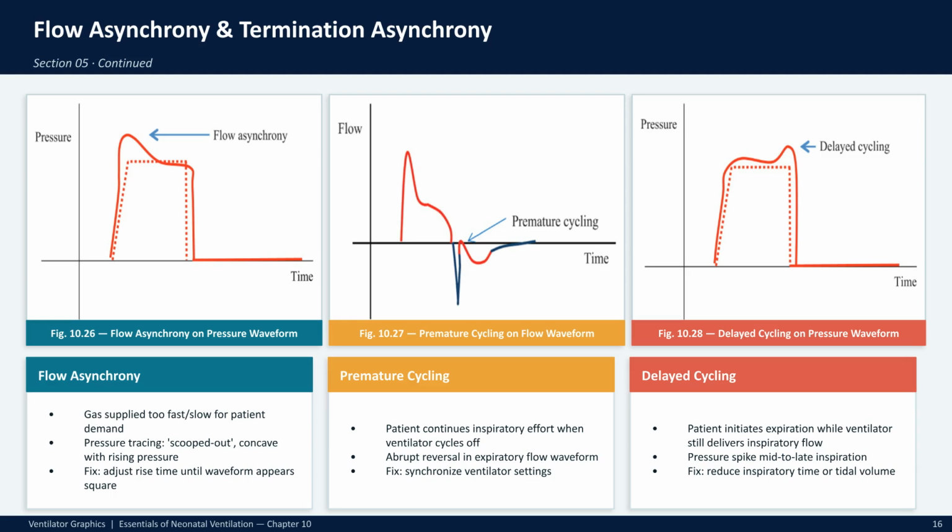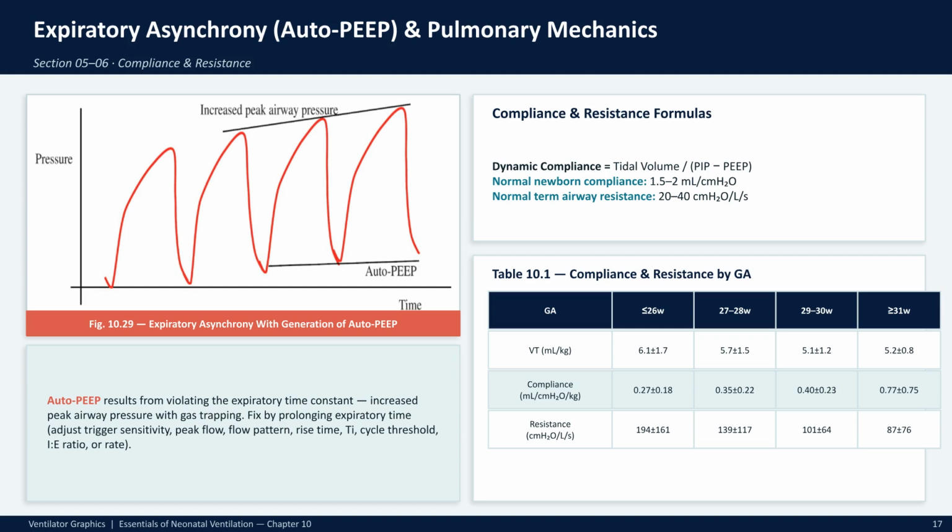Flow asynchrony occurs when gas delivery is too fast or too slow for patient demand, causing a concave, scooped-out pressure tracing. Premature cycling happens when the ventilator ends the breath before the patient's effort is finished, while delayed cycling occurs if the patient initiates expiration during ongoing inspiratory flow. Expiratory asynchrony can lead to auto-PEEP, where gas trapping occurs because the expiratory time constant is violated. This is seen as increased peak airway pressure. Managing this involves adjusting settings like flow or rate to allow for complete exhalation.